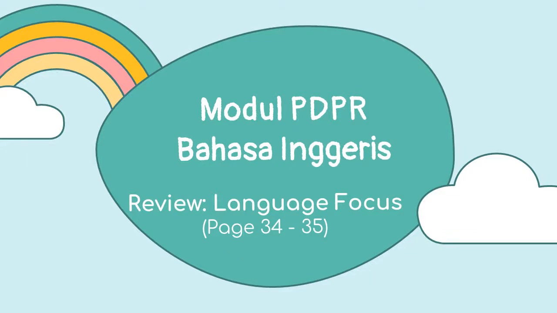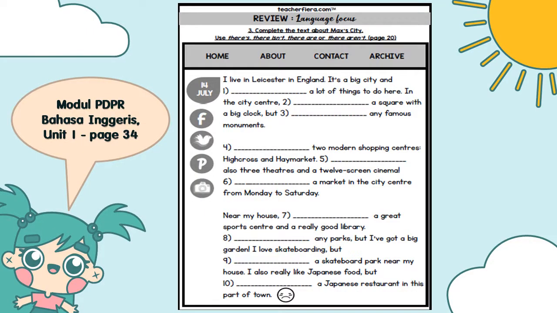Let's look at page 34 and 35. The topic is Review Language Focus. Let's answer question 3 on page 34. Complete the text about Mac's city. Use there's, there isn't, there are, or there aren't.